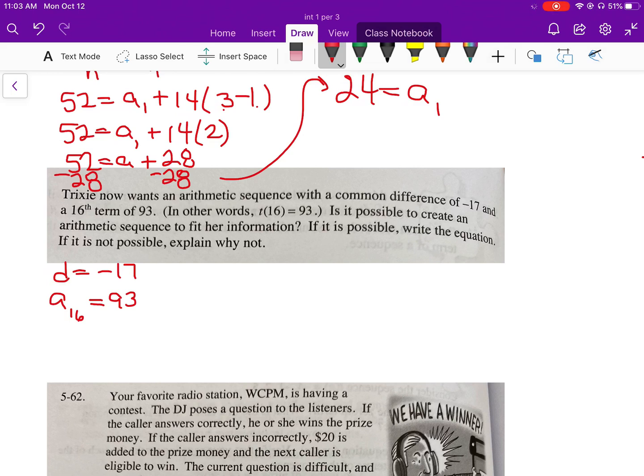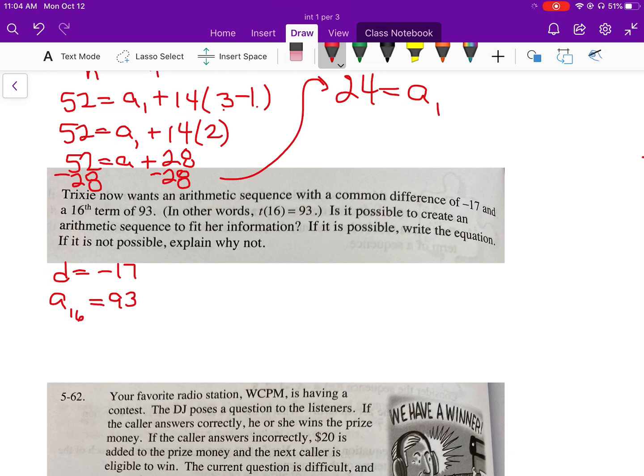I'm going to let him think for a minute. You have the d, and you have an n and an a sub n. What would you do? What would you be looking for? They're all looking around. You still need to find what? A sub 1, right? So if you can find an a sub 1, then you can have an equation.